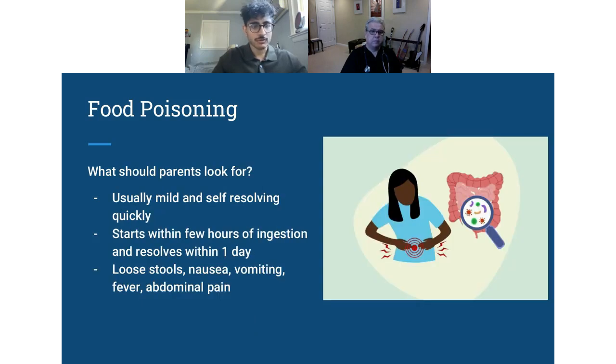And what should parents look for here? Usually, food poisoning is pretty mild and resolves quickly on its own as soon as the pathogens leave the system. It starts within a few hours of ingestion and resolves within 1 day or so, and can last longer sometimes, but generally this is the most common presentation. And you're probably going to see some loose stools, nausea, vomiting, a little bit of fever, and abdominal pain.